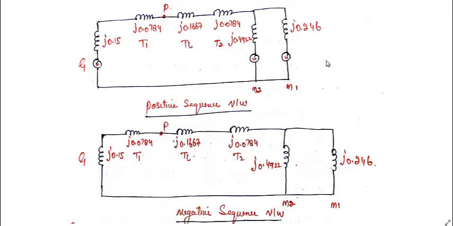Since this is the positive sequence network, the negative sequence network will be identical to it, because all the positive sequence reactances are the same as the negative sequence reactances. It will be identical except for the voltage source. So you can see I have written the identical values of the reactances, only we have shorted the voltage source. This is the negative sequence network.